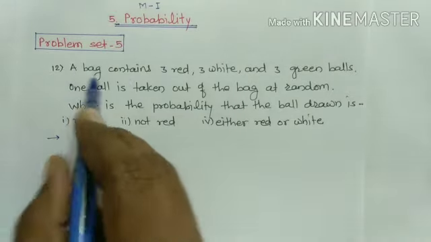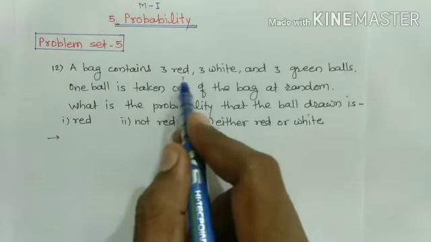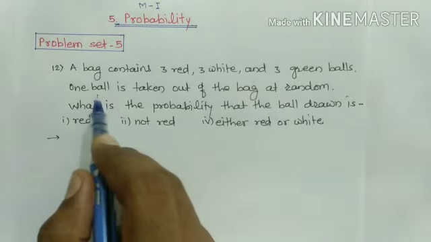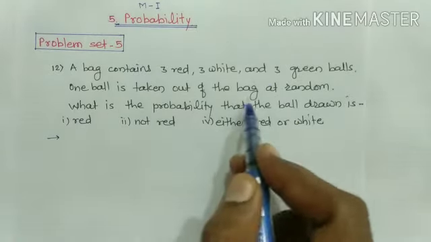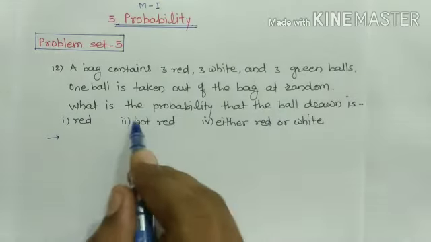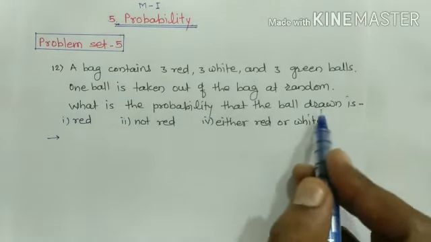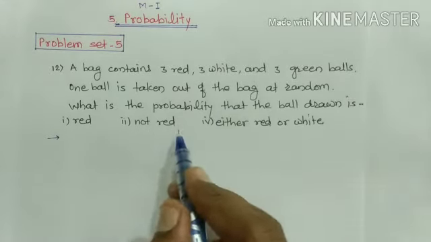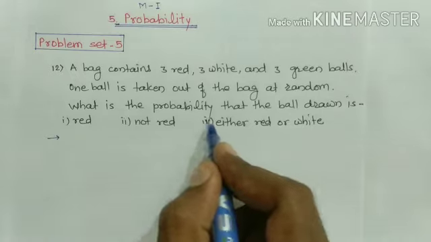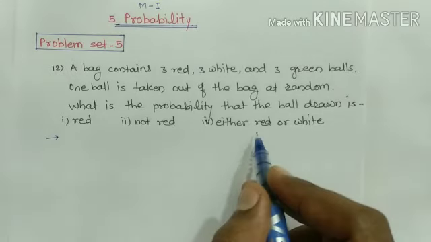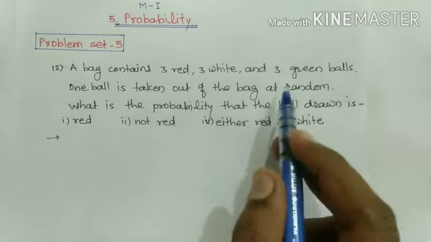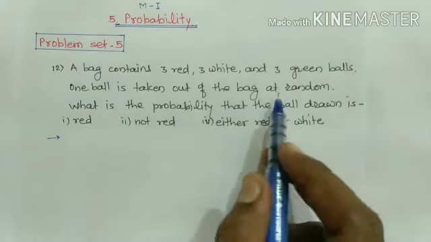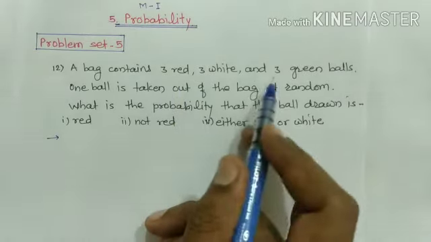See, the question is: a bag contains 3 red, 3 white and 3 green balls. One ball is taken out of the bag at random. What is the probability that the ball drawn is red, not red, and either red or white? Here the three events are given. The random experiment is one ball is taken out of the bag at random, and the bag contains 3 red, 3 white, and 3 green balls.